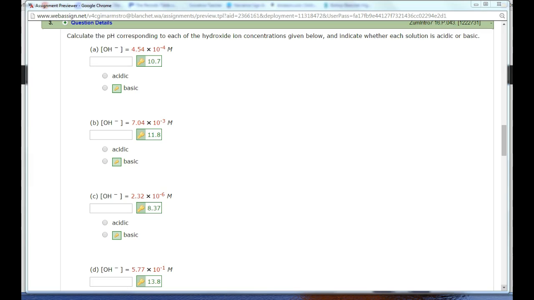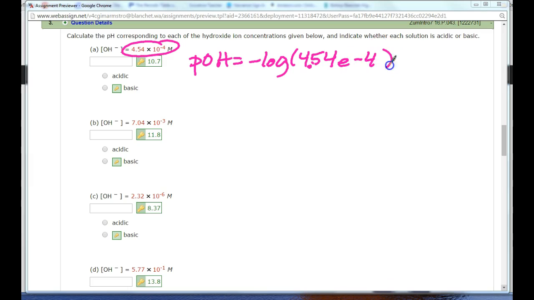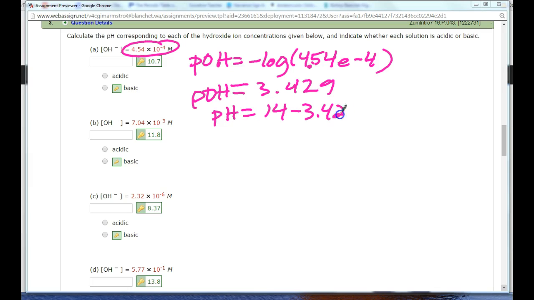So let's do this. So this first one, I'm going to calculate the pOH, which is negative log of this number, 4.54 E minus 4, and that's going to give us, I'm writing out a lot of digits on this, 3.429, so that's the pOH, and then find the pH. We just subtract that from 14, which equals 10.7, and 10.7 is greater than 7, so it's basic.